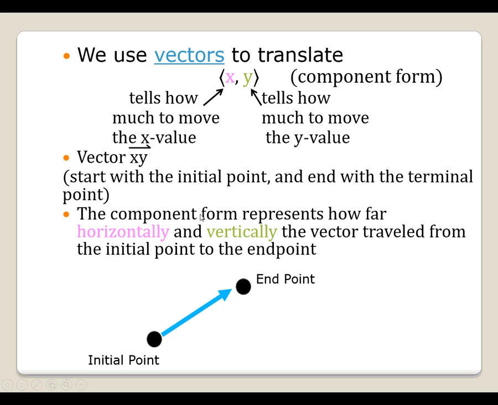So again, the component form, this form right here, tells us how far horizontally, which is the first one, and vertically, the second one, the vector will travel from the initial to the end point. So like here, the first value tells us how far, in this case, right, it's going to move. And then, in this case, how far up it will move. So it moves right and up, which makes it move diagonally. But that's just what's going on behind the scenes. We're not really going to do this a whole lot in this class, but it just gives you an idea as to what's going on.